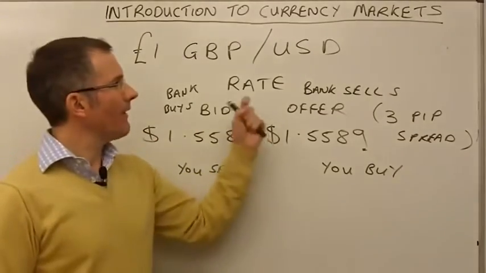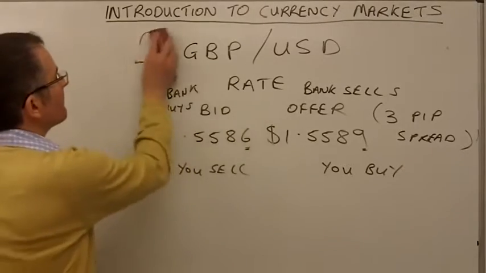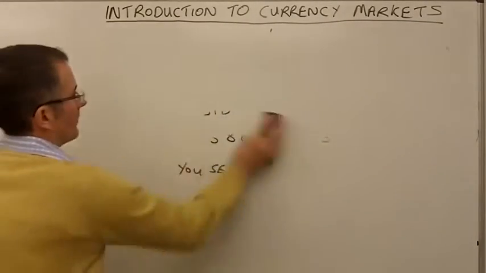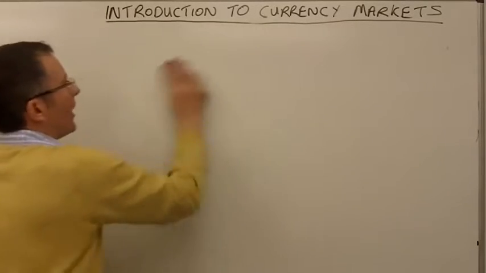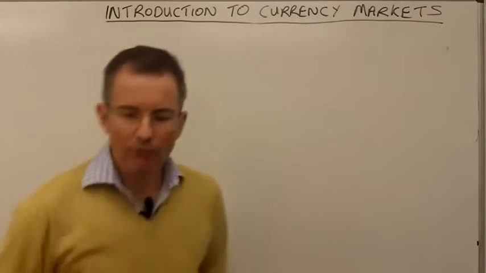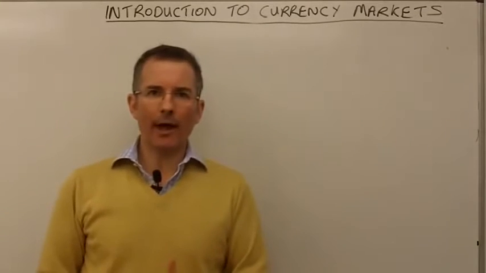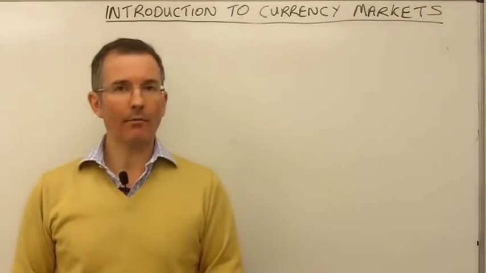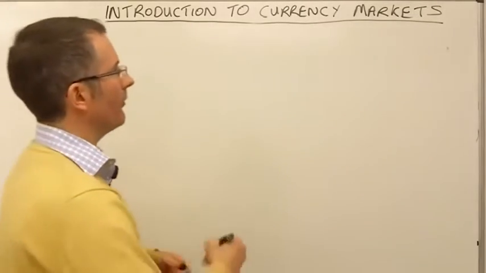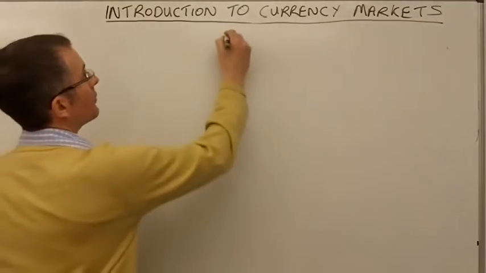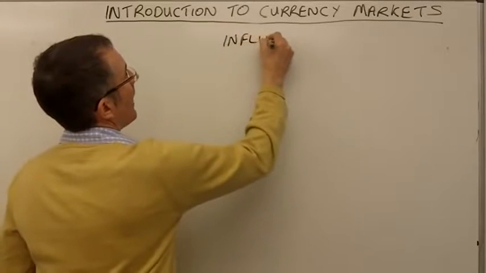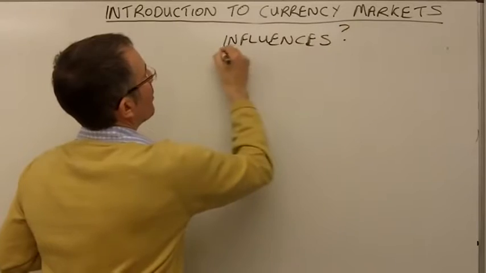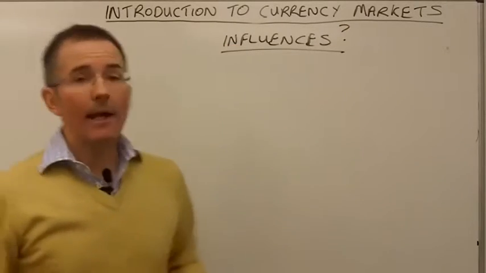Right, what influences that rate? It's all very well saying, well, I now know roughly what it means to buy and sell US dollars using sterling, but why would I? If I was looking to trade, what influences the price of a currency or the exchange rate? And the answer is there are many factors. So what are the influences on a currency pair?